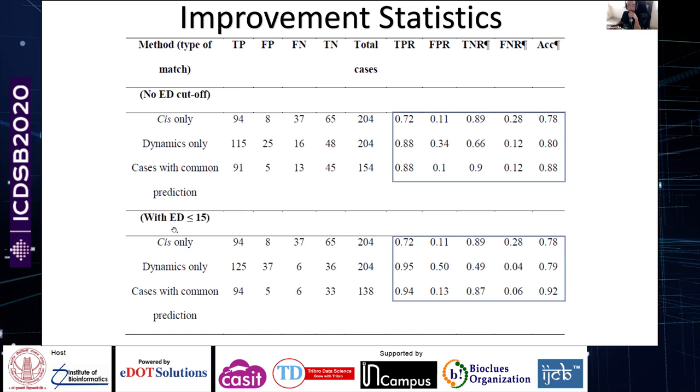When we use the Euclidean distance based criteria, this is a little bit more stringent. So we find that, although the number of cases has come down from 154 to 138, we have more accurate answers. This clearly told us that if we use both kinds of information and mix them together, the chances of improving our analysis are quite significant, because 0.78, 0.79, and 0.92 is quite a significant improvement.